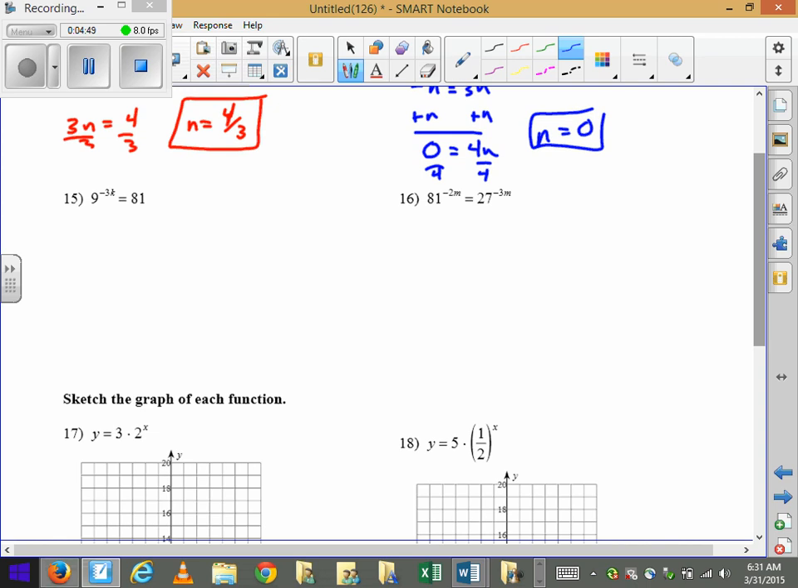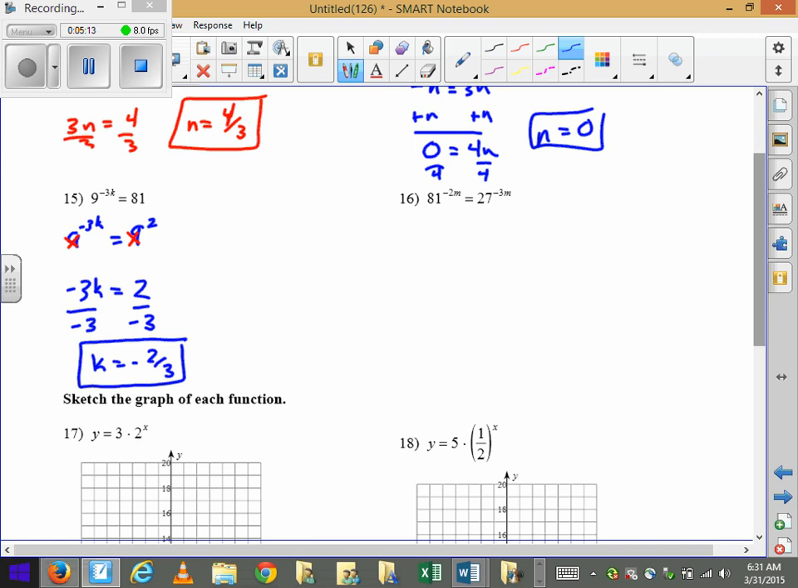Number 15, I know 81 is 9 squared. And that means I don't have to change the other side because I've got 9s now on both sides, which leaves me with negative 3k equals 2. I don't have to move the 3k, I just have to get rid of that negative 3, so divide both sides by negative 3. k equals negative 2/3. So don't forget about that negative.